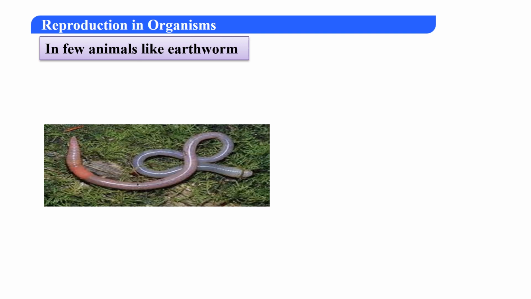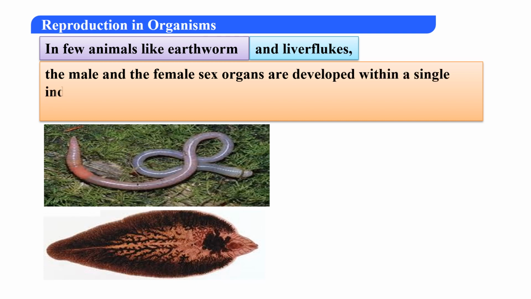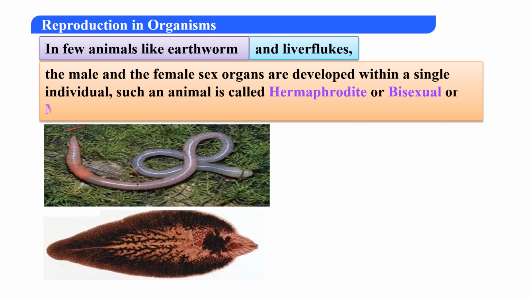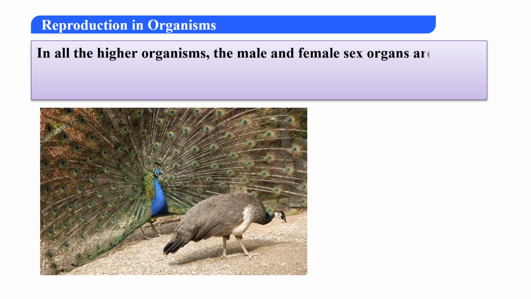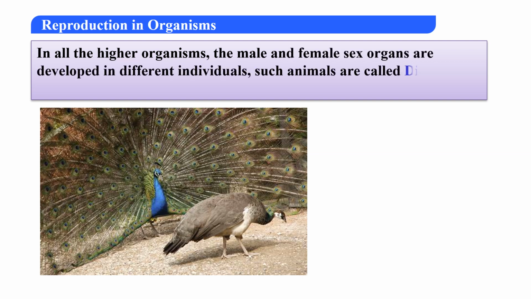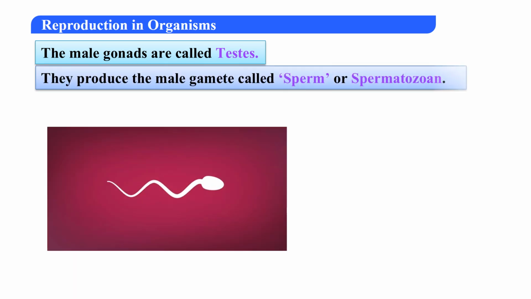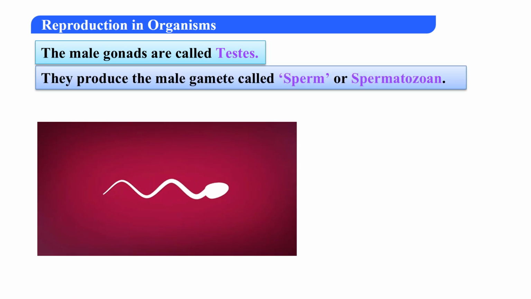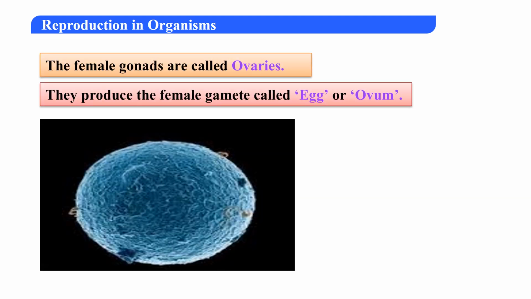In a few animals like earthworm and liver flukes, the male and female sex organs are developed within a single individual. Such animals are called hermaphrodite or bisexual or monoecious organisms. In all the higher organisms, the male and female sex organs are developed in different individuals. Such animals are called dioecious or unisexual animals. The male gonads are called testes. They produce the male gamete called sperm or spermatozoon. The female gonads are called ovaries. They produce the female gamete called egg or ovum.